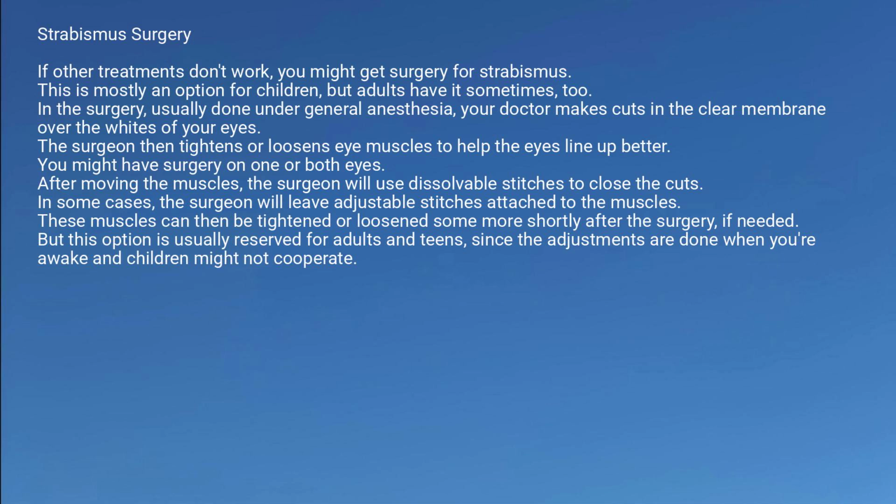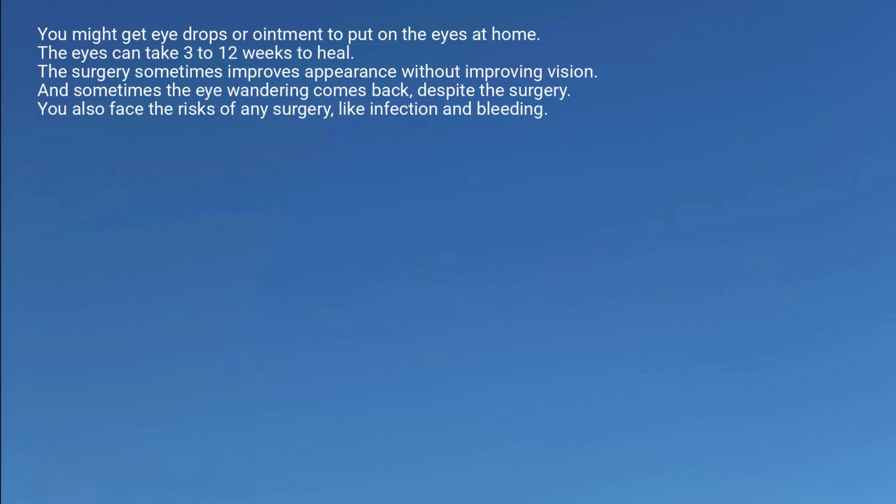But this option is usually reserved for adults and teens, since the adjustments are done when you're awake and children might not cooperate. You might get eye drops or ointment to put on the eyes at home. The eyes can take 3 to 12 weeks to heal. The surgery sometimes improves appearance without improving vision. And sometimes the eye wandering comes back, despite the surgery. You also face the risks of any surgery, like infection and bleeding.